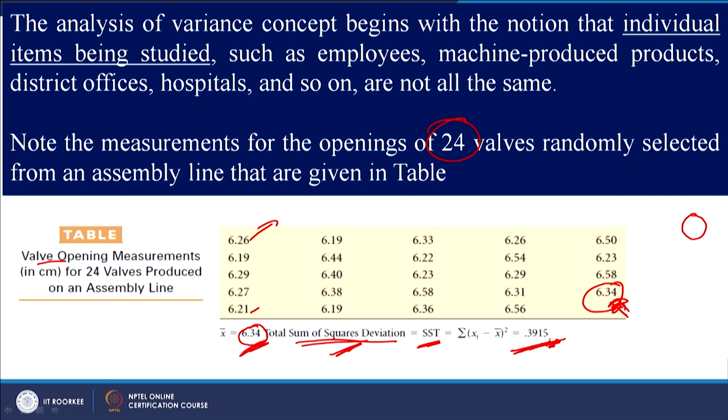Sum of squared deviation is nothing but the summation of xi minus x bar whole square. So, we know that xi is this. Let us say this is xi minus 6.34 whole square, plus this minus 6.34 whole square, plus so on. You just keep on adding all this. That sum would be 0.39 or approximately 0.40. So, why is this sum of squared deviation not 0, that is the question.